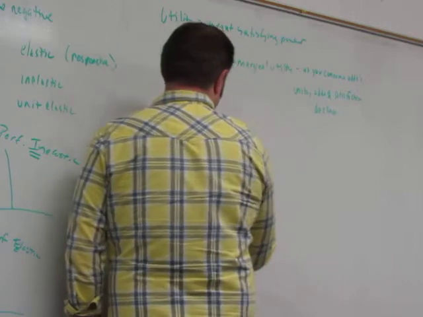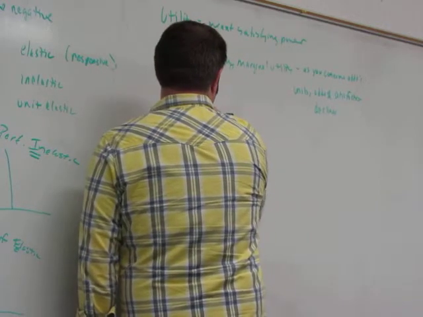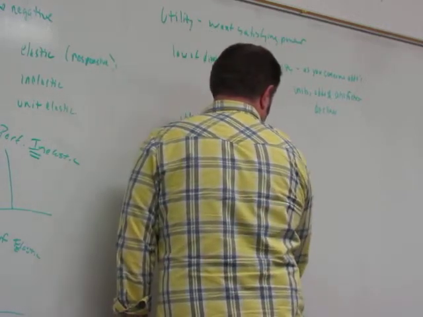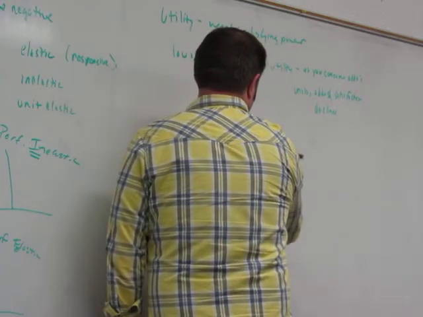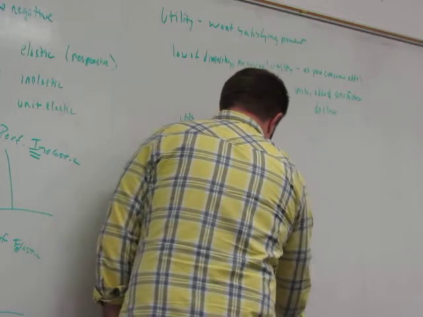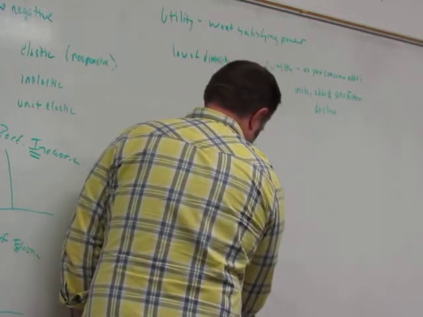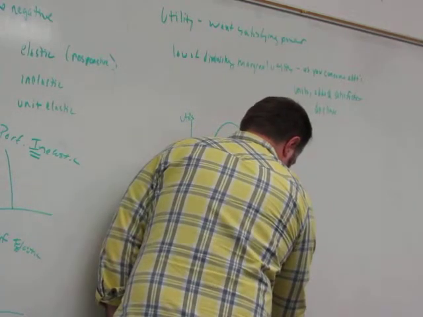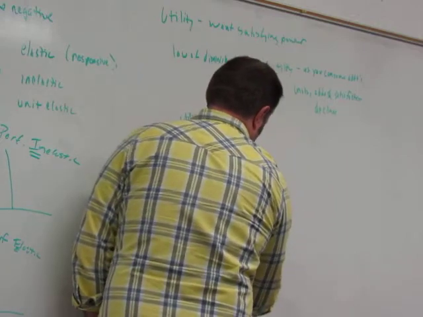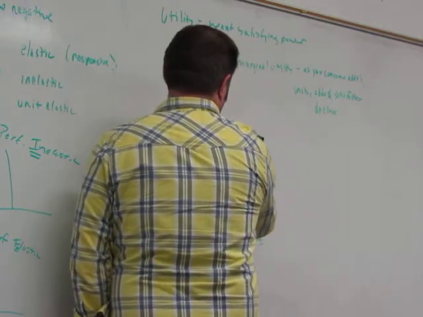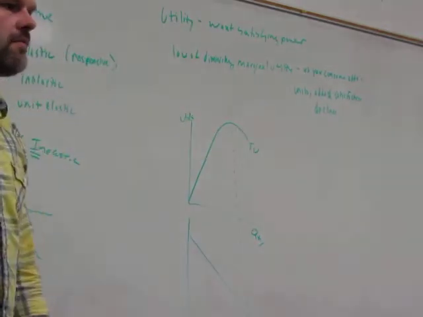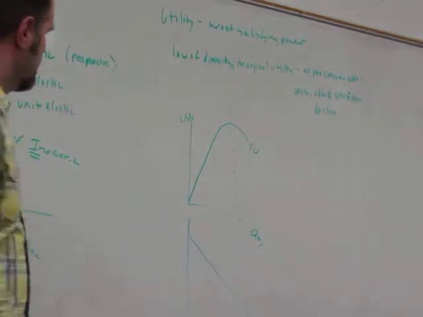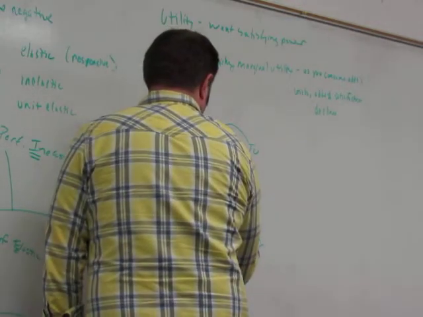You've got utils over here, you've got quantity over here. Your total utility is going to look something like that. Your marginal utility is going to look like that. And where it goes negative is where the curve turns and starts coming back down. This is also utils and quantity.